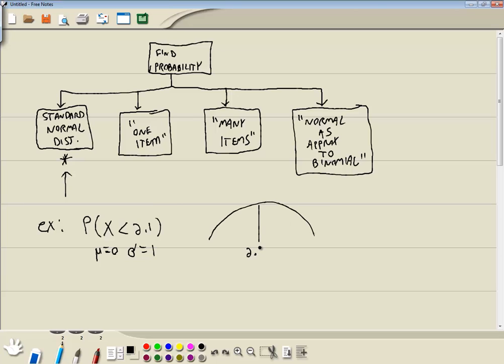Okay, let's draw this. So here's 2.1, and we're trying to find this area right over here. So we're trying to find this area, this probability, this percentage, this proportion. Well, the HP Prime function is based upon the area to the left, which is what we're looking at here. So this one we can just type straight into our calculator.